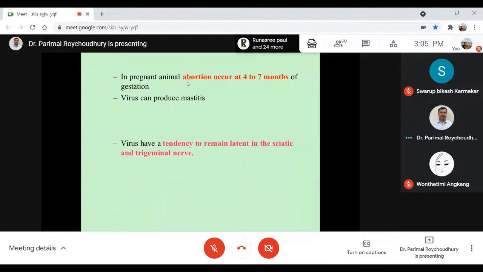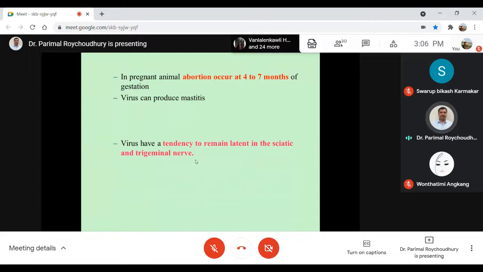In the recovered animal, of course, mortality has not been recorded. It's not a fatal disease. However, it causes total production loss in the animal. And in the recovered animal, the virus will undergo latency in the sciatic and trigeminal nerve. Please record it and underline it. This is an important point. So the virus has the tendency to undergo latency in the sciatic and trigeminal nerve.